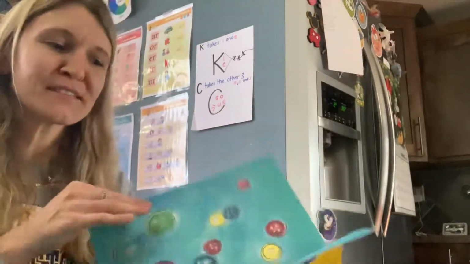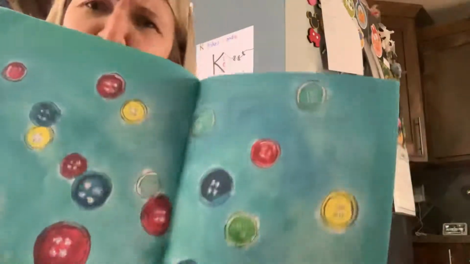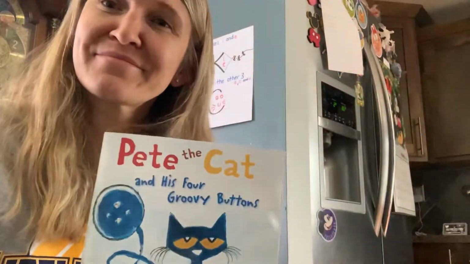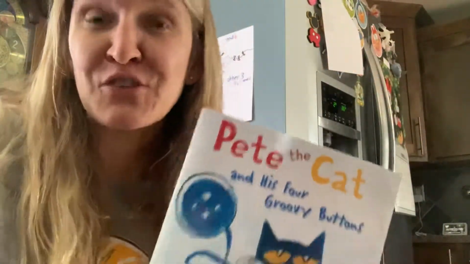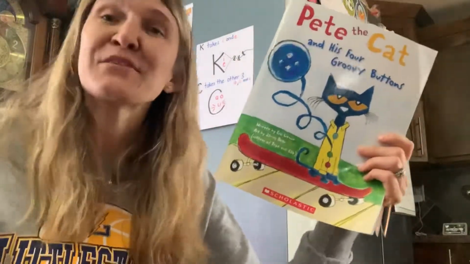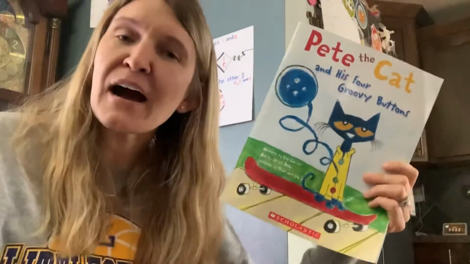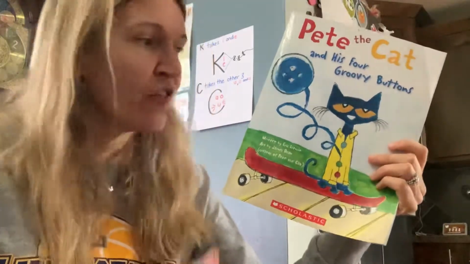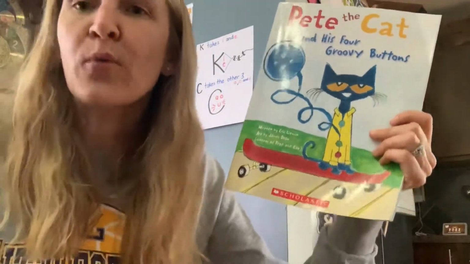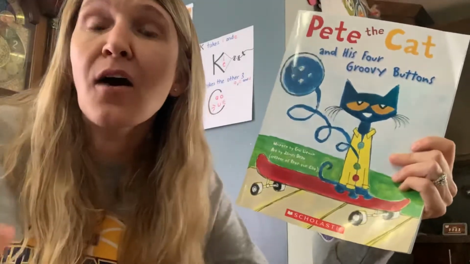So my friends, what was this book doing? If you said that it was subtracting and taking away buttons, you're right. Every time that a button popped off of Pete the Cat's shirt, we had to take one away.